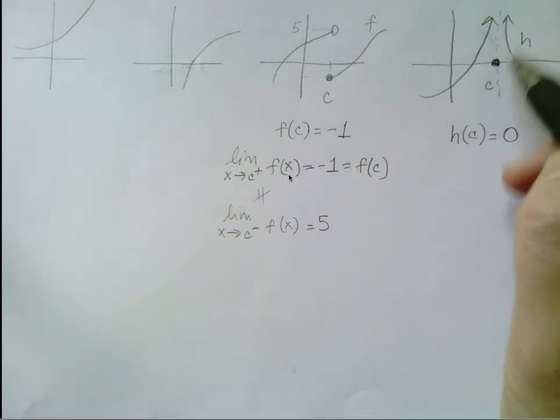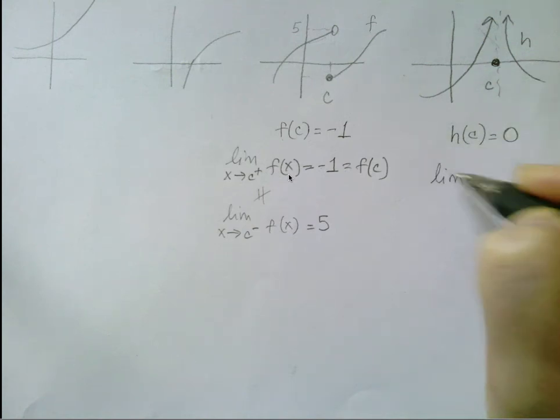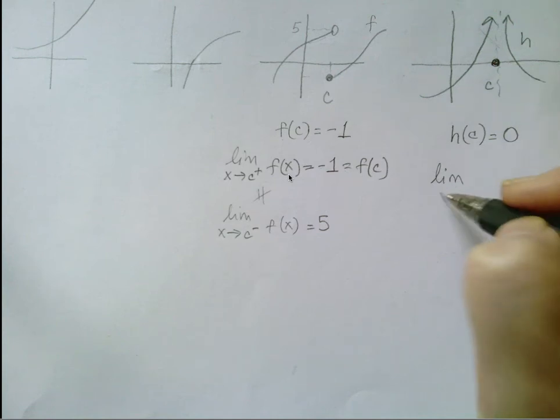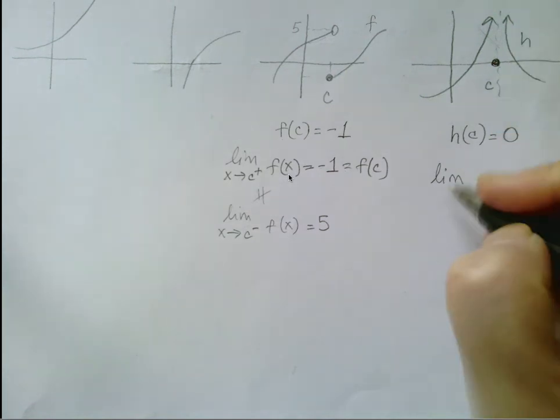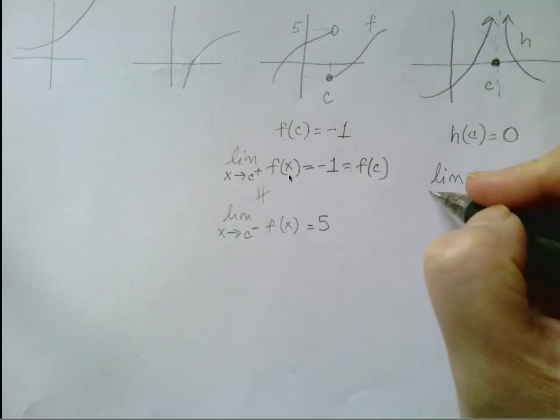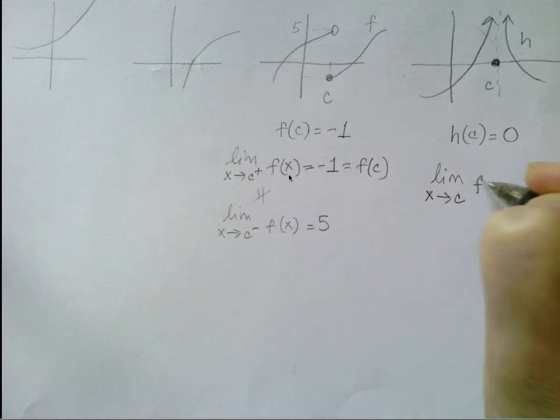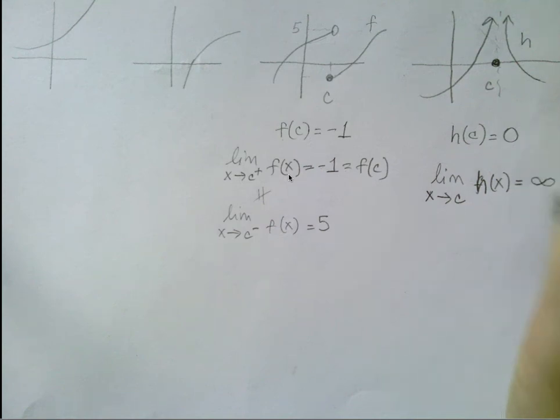h is not continuous at this point because neither of the limits exist even, and that's enough for a function to not be continuous. As soon as a limit doesn't exist, then the function is not continuous at that point. So, for example, we can say that the limit as x goes to c of my function h equals infinity, which isn't a number, and it's certainly not equal to 0.